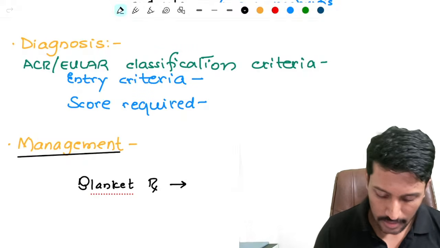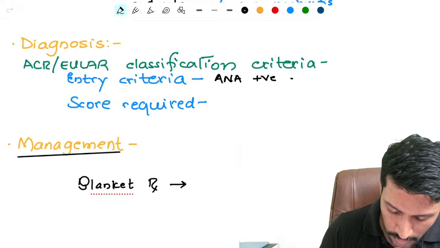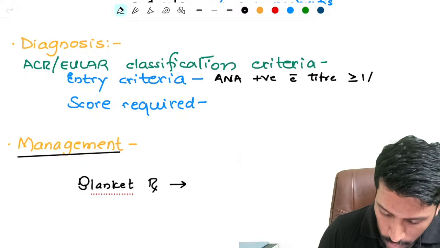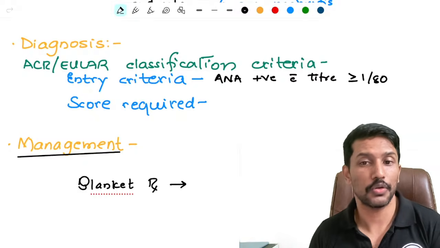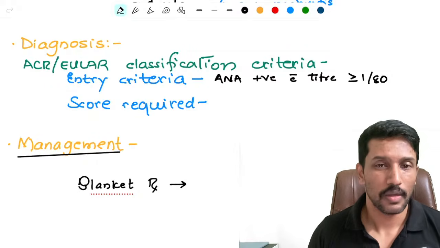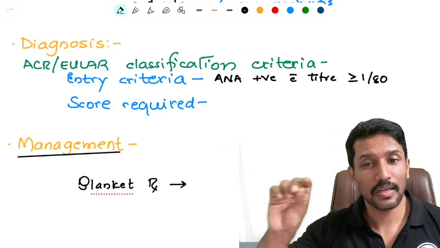What is the entry criteria? You should have an ANA positive with a titer of more than or equal to 1:80. I've already told you what is the preferred method. Preferred method is indirect immunofluorescence. Without ANA positivity, the case will not be listed in the clinical trials.